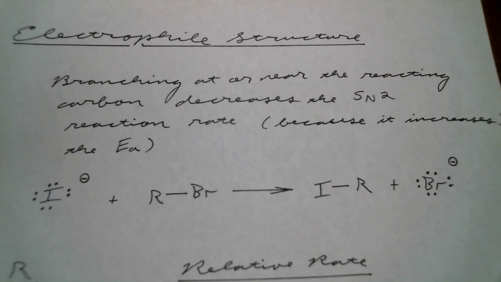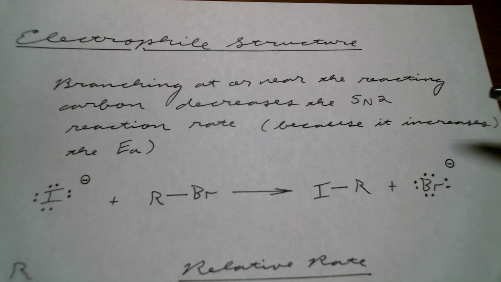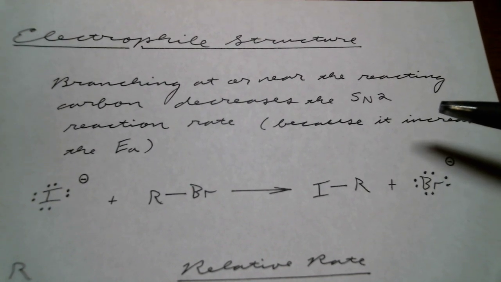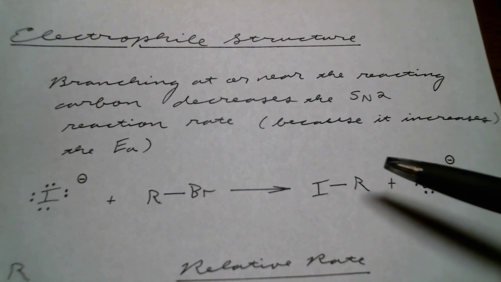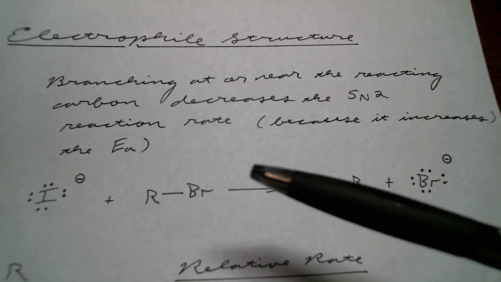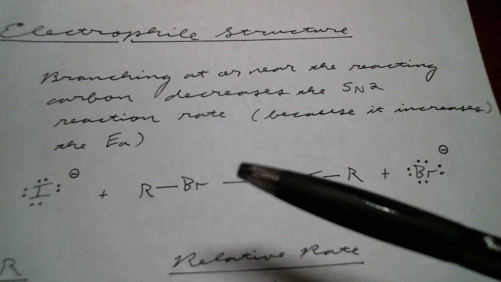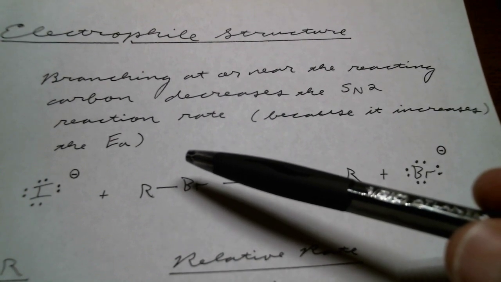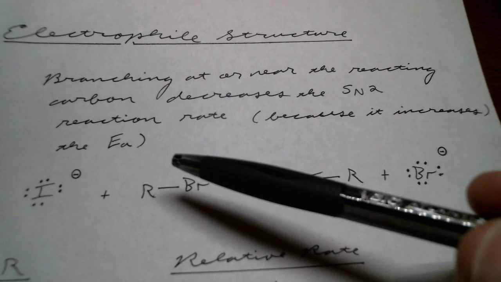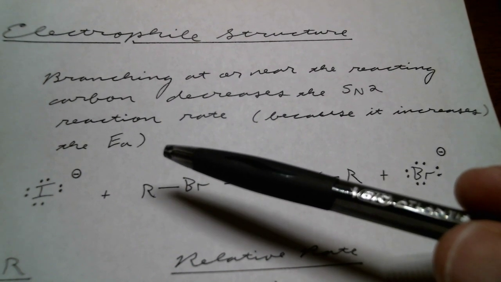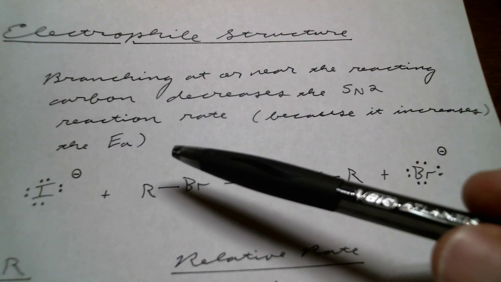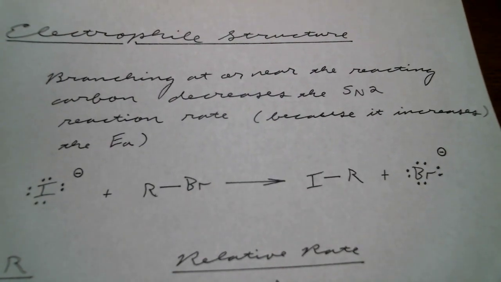So for electrophile structure, branching at or near the reacting carbon decreases the SN2 reaction rate because it increases the activation energy. And this should be something that's fairly evident because kinetics depends on activation energy, and if you decrease the reaction rate, you must have increased the activation energy for that reaction.